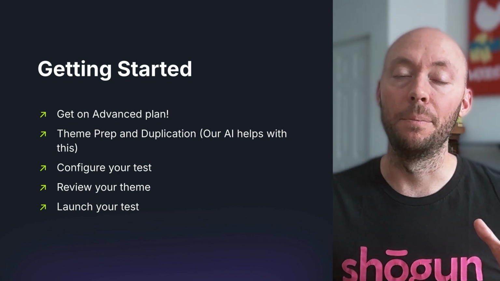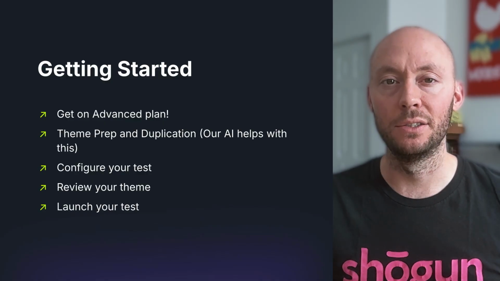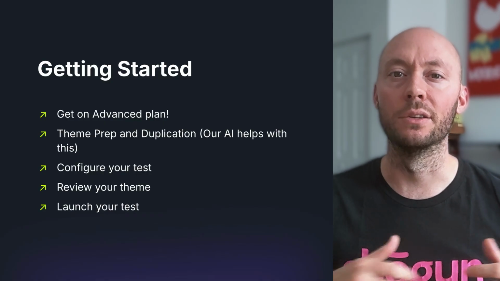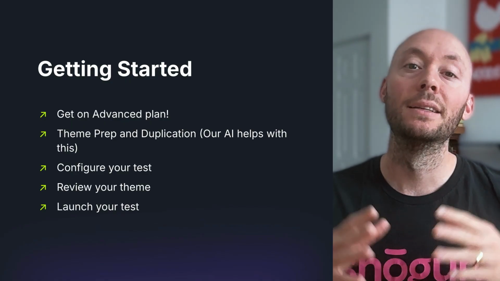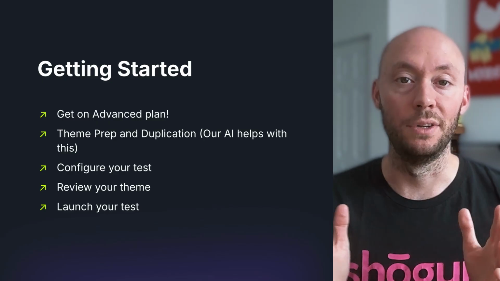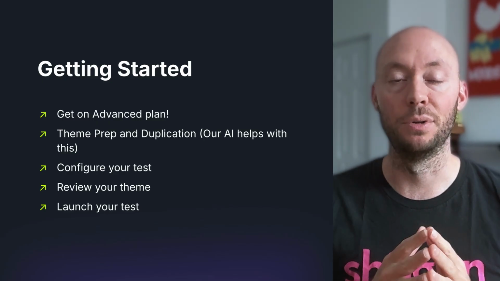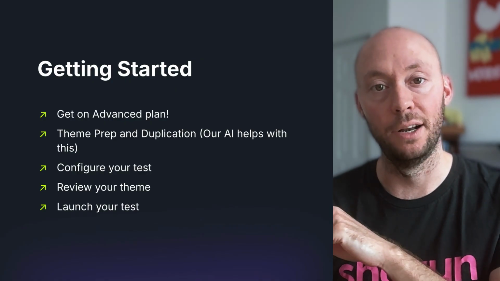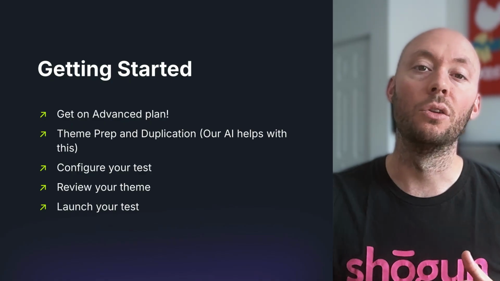Once that's set up, then you can configure your tests like you would configure any other tests within Shogun. So you name your test, you add the details, you add your different metrics that you want to track, like any other test. Then you're going to review everything. You'll review your theme, make sure that the experience is as predicted. If you run into issues, have no fear. We'll cover that later and how you can troubleshoot. And then once everything looks good, you're going to launch your test.